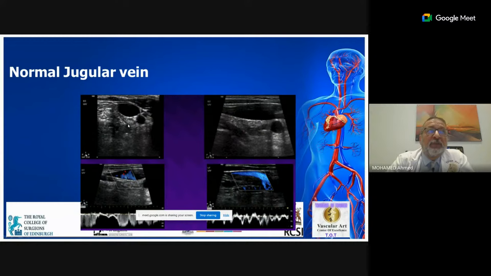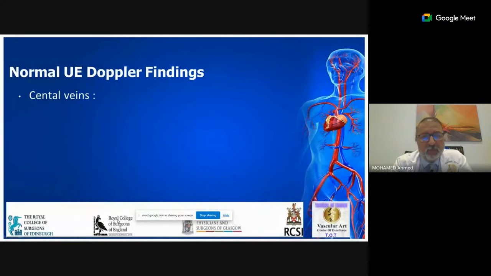So you get three pieces of information: black and white, color, and spectral Doppler. You need all three to get the information. Not a single one gives you the full story, so you must collect all three. And this is the general rule in duplex scan.